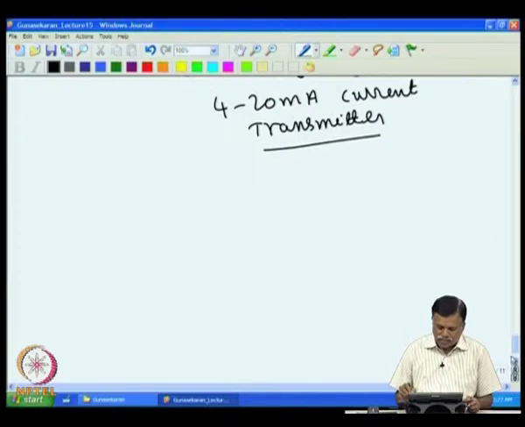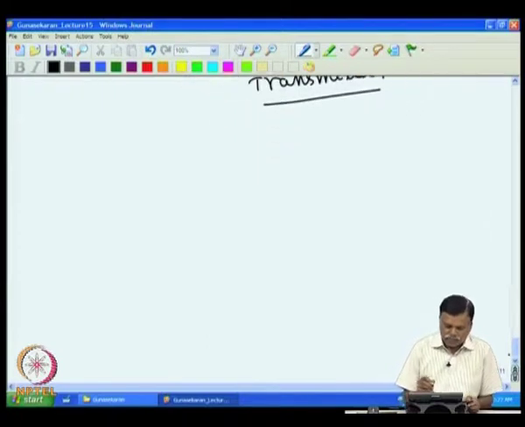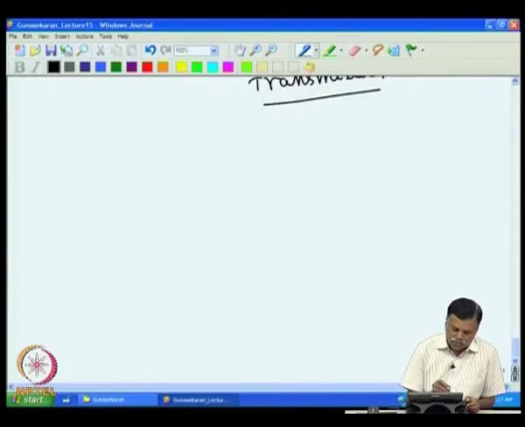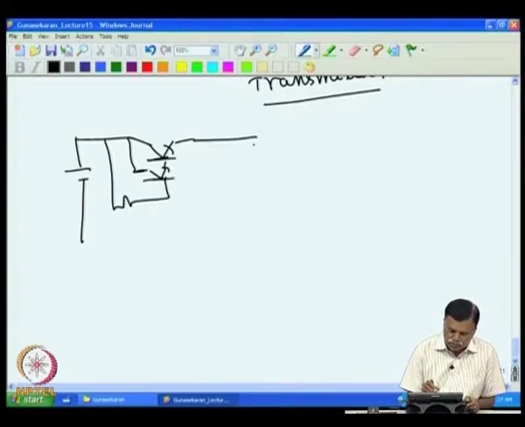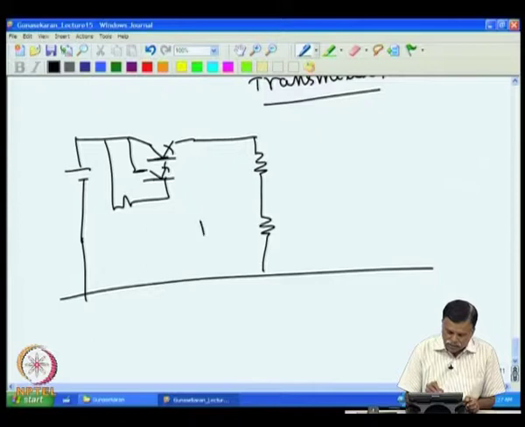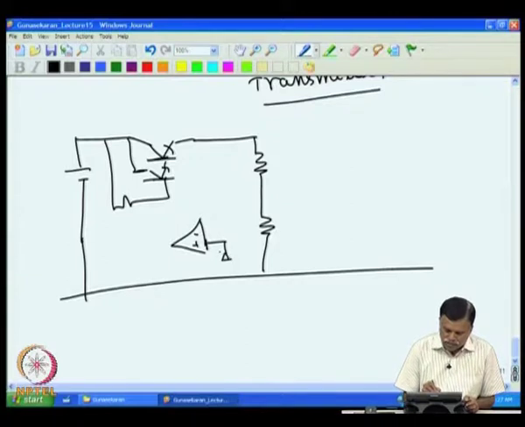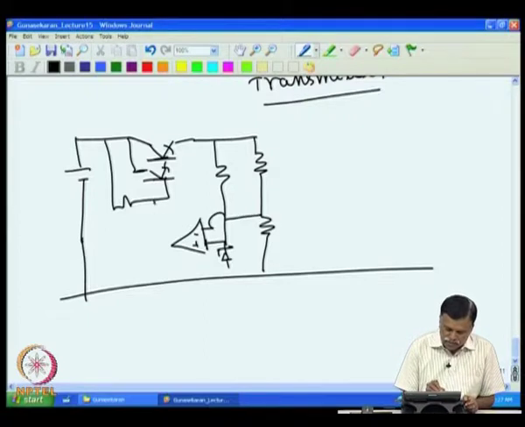Now, first let us draw the current transmitter circuit, then we pick up one error after another. Here we have the voltage source, and then we had the regulator that consists of one Darlington pair transistor. This we had discussed in the previous class. We had the biasing resistance here, and then we had the output. Output voltage is taken, and then we had the error amplifier for the voltage regulator.